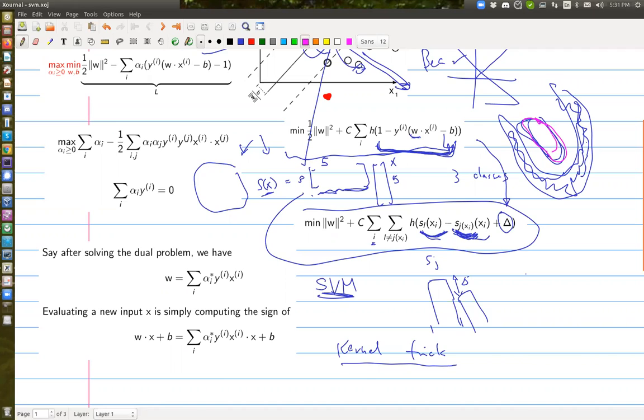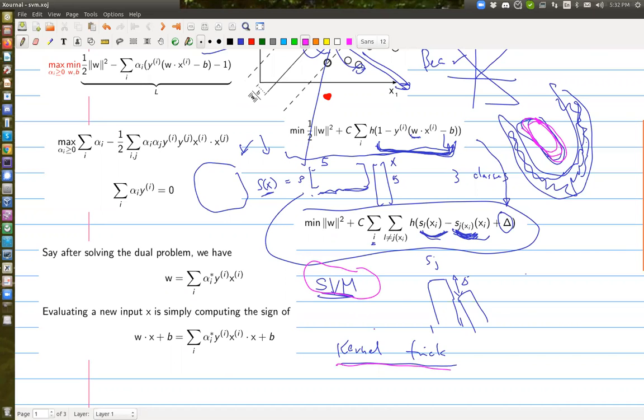Then it doesn't matter whether you are doing soft margin, hard margin, or whatever. There's simply no way to separate these two classes easily using just a linear classifier. SVM, by the way, is really just a linear classifier, right? So SVM was popular and useful really because of the kernel trick.